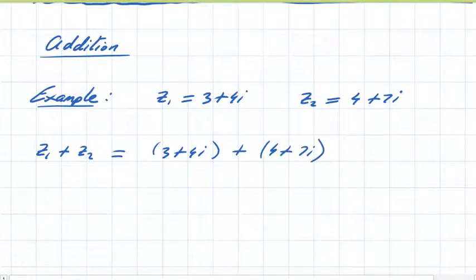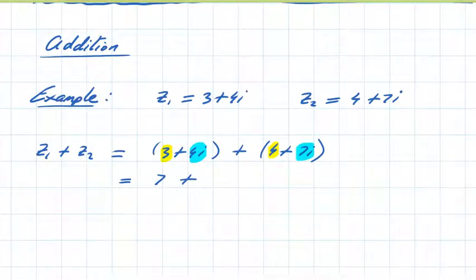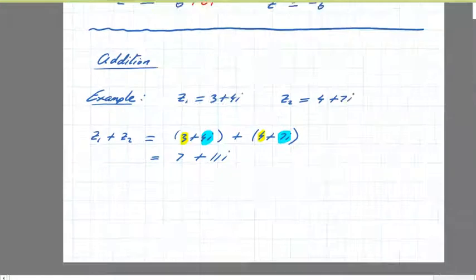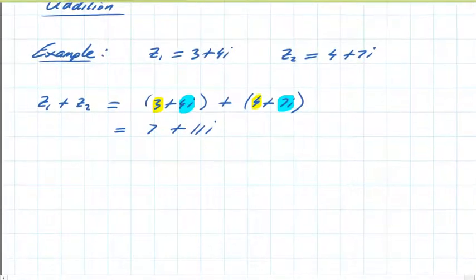It's just like algebra, really. So you add the 3 and the 4 here. So 3 and 4 is 7. And you add the i parts as well. 4i and 7i is 11i. And that's addition done. Subtraction is just the same.